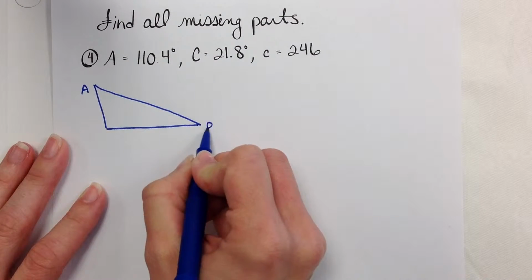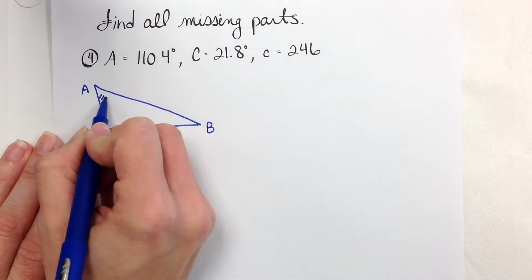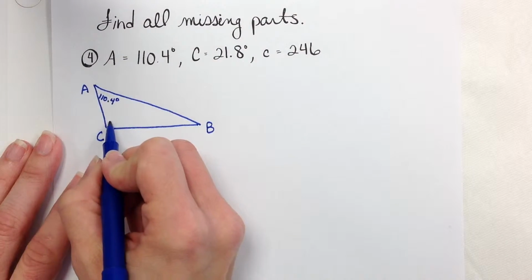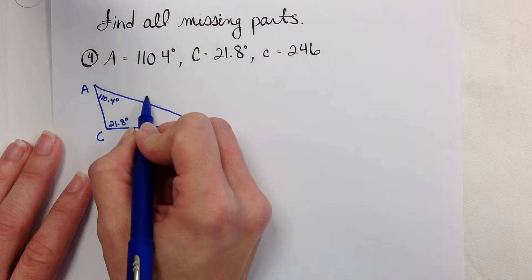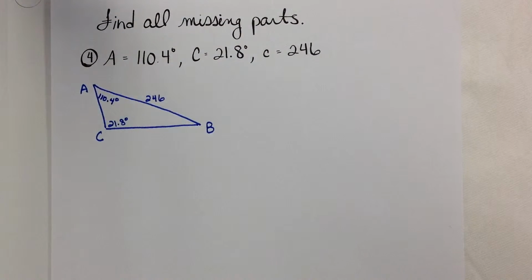And again, obviously this is not to scale. Angle A, we know that value. Angle C, and we know side C. Okay. Now, there's different places you can start, different things that you can find first. So in this case, I'm going to go ahead and find the missing angle, which happens to be angle B.